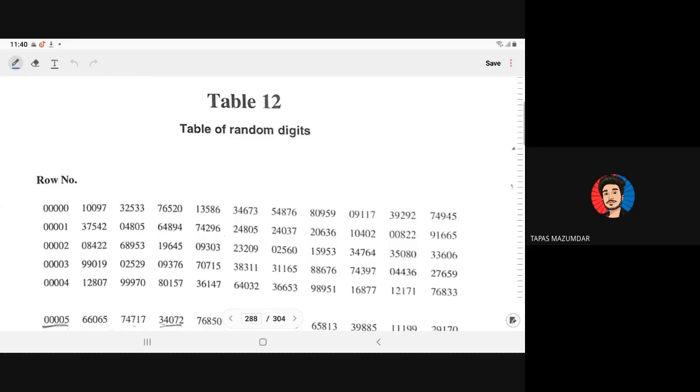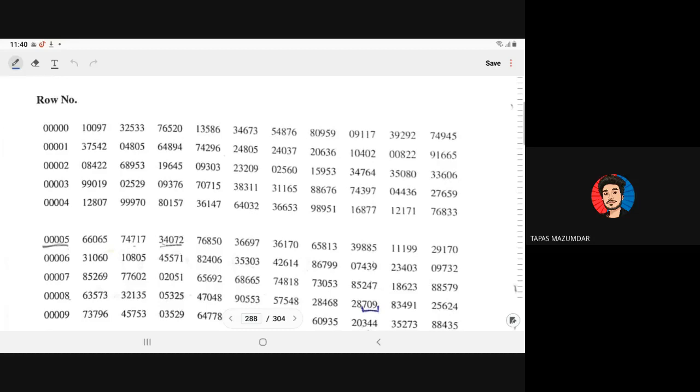So this is table 12, the table of random digits. Generally we give you the table, so from the table itself you have to take the number. So what is the rule to take the number? We can choose any row, any column, or any page. We have a number of pages, so we can choose any number, any row, any page.